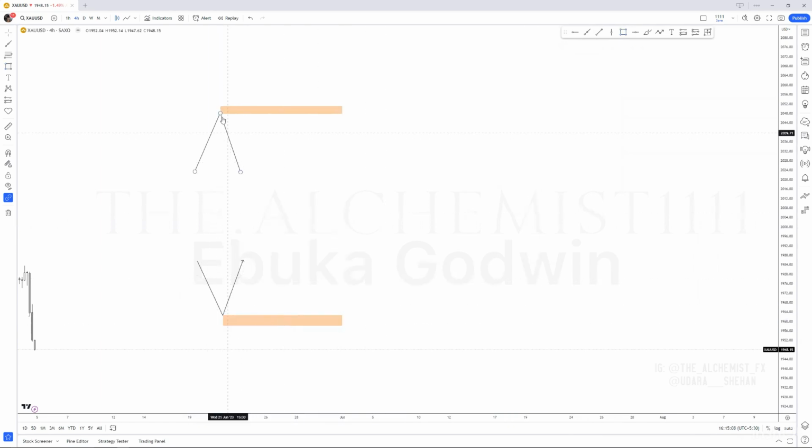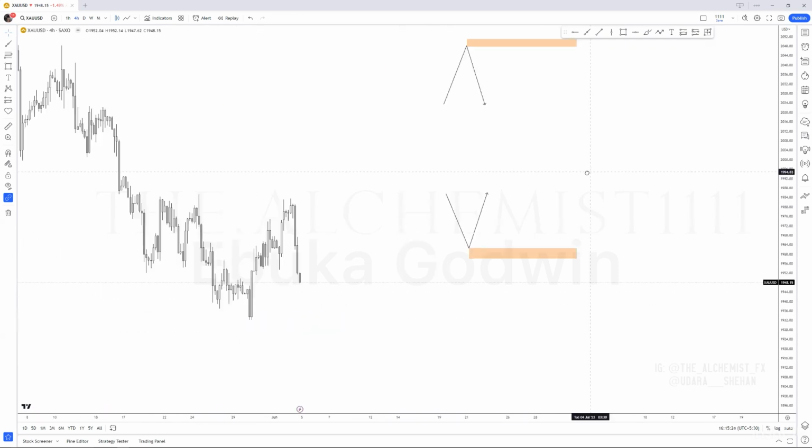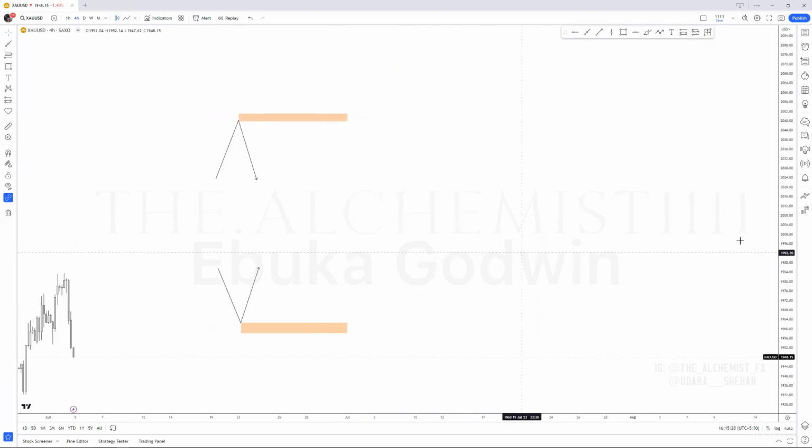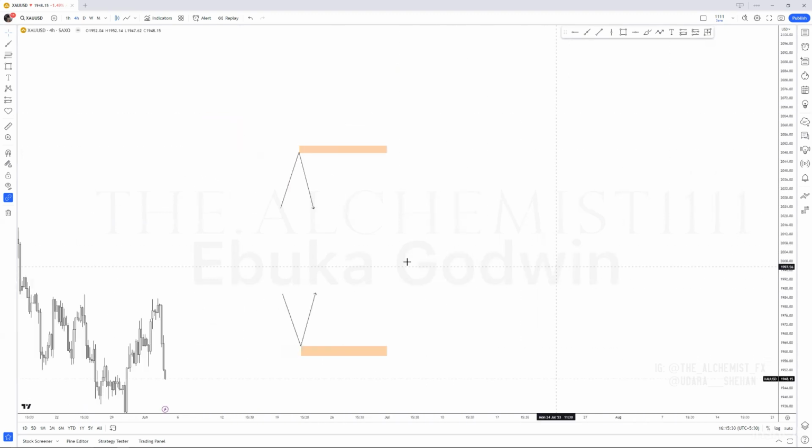Now, remember, a resistance is formed when you have a bullish candle followed by a bearish candle. When we have a bearish candle followed by a bullish candle, we have a support. I'll show you examples, don't worry. Let's go through this and then I'll show you examples in the chart. So yeah, that is that.